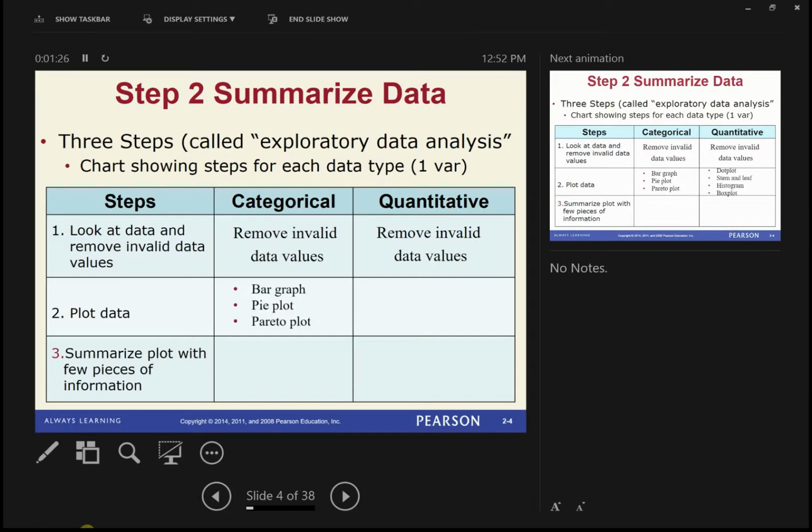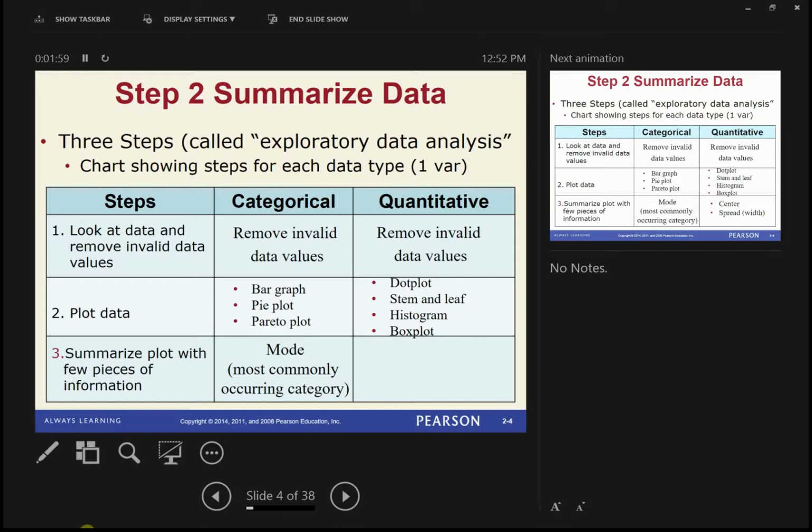Secondly, we want to plot the data. And this is where they're going to differ. So this is the first place where we see the difference between those two. Totally different plots. It's very easy to think, if you're familiar with statistics, that the bar graph and the histogram are the same, but they're not. They're looking at very different things. And then finally, we're going to summarize the plot with a few pieces of information. In other words, I want to take that whole plot and give a few pieces of information that capture the main features without having to describe all the details.